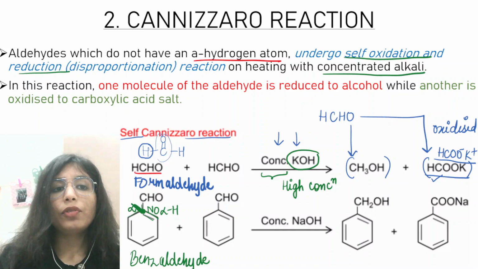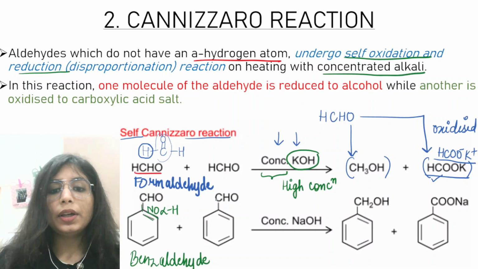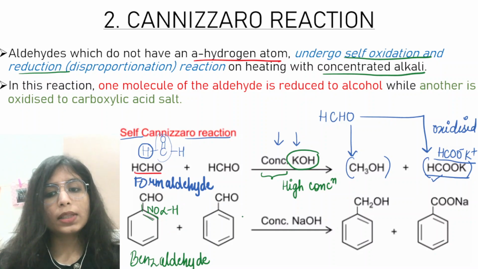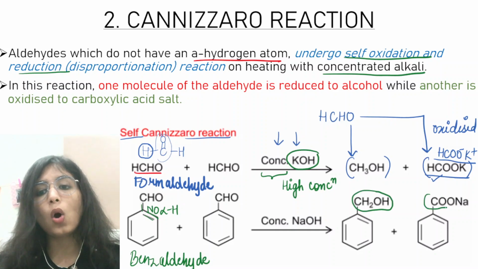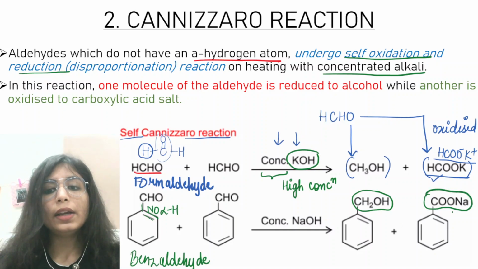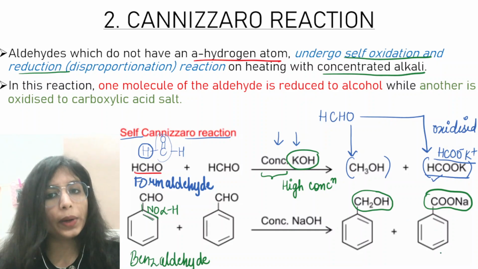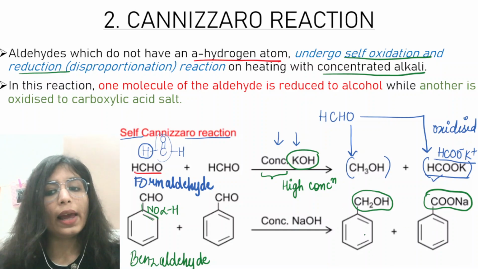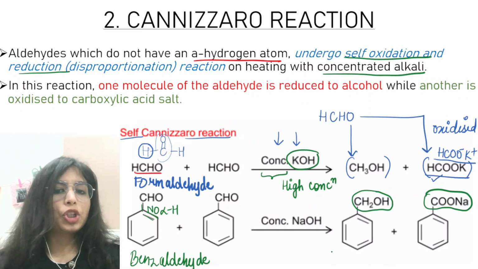We have taken 2 molecules of benzaldehyde. Alright, so here if I take 2 molecules of benzaldehyde, then similar to the above reaction, first one would be the reduced product, that is CH2OH, and second one would be the oxidized product, that is COONa. So basically we'll be getting the sodium salt of the carboxylic acid, which is sodium benzoate, right? This is our sodium benzoate and this is our benzyl alcohol. Alright, so this was about the self-Cannizzaro reaction.